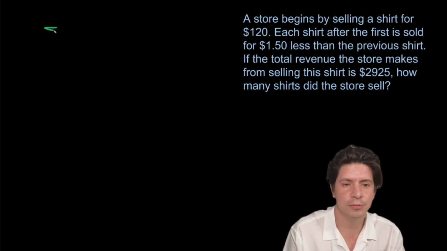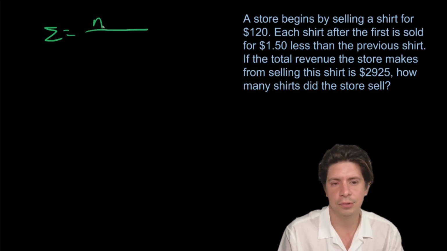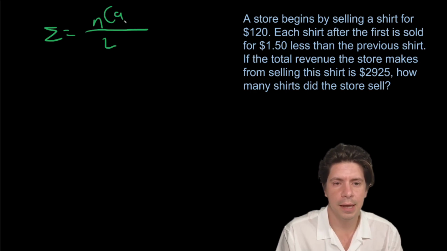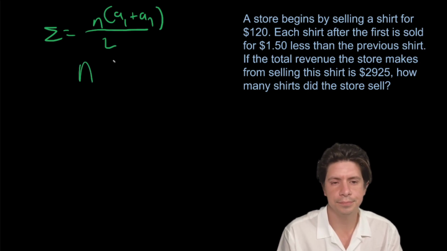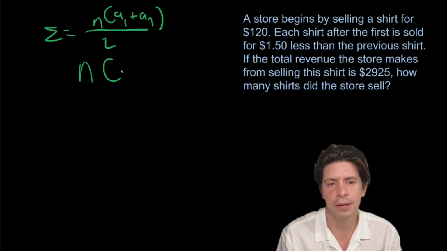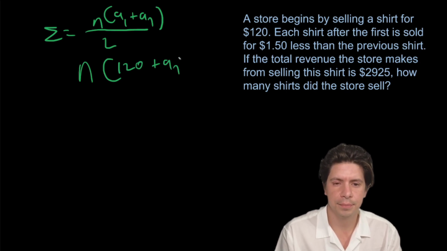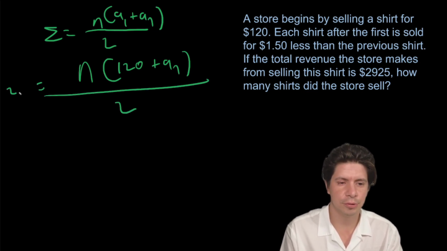So the summation equation, when you have equal distribution, is n, which is the number of items or number of things, divided by 2 times the value of the first thing, a1 plus an. So here n is going to be what we're looking for, and we do this because it's arithmetically evenly spaced. If it wasn't, this equation doesn't work. The first one is 120. The last one we don't know, and it's going to be all over 2 equals 2,925.